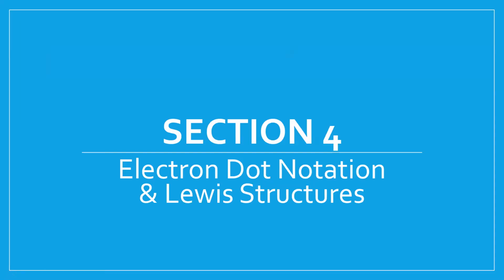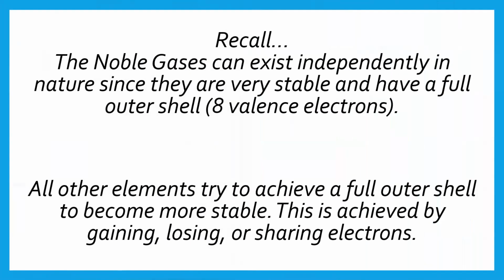Section 4 of Chapter 6 is about electron dot structure and Lewis structures. You will need to understand electron dot structure rules, or electron dot notation rules, in order to correctly draw the Lewis structures. Just remember that we said in Chapter 5 that the noble gases are non-reactive. That is because they have a full octet of 8 valence electrons in their outer shell. Because of that, they're stable and able to exist independently.